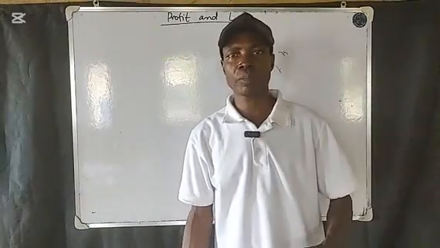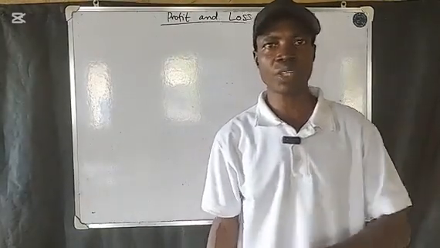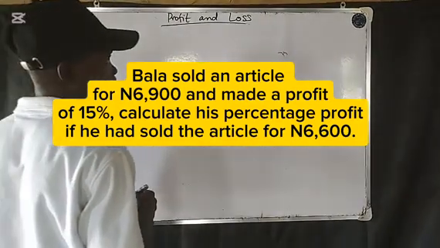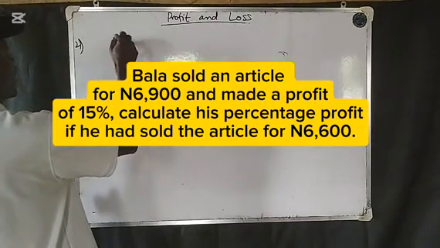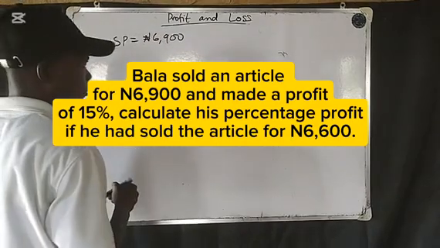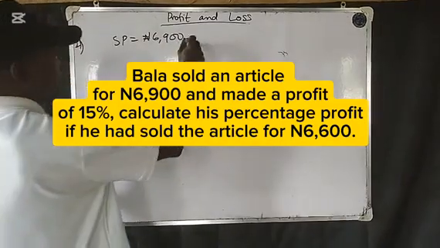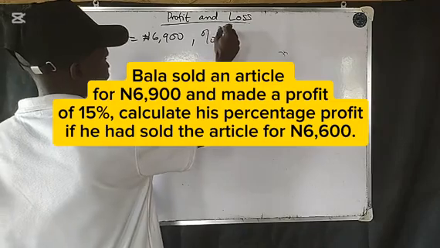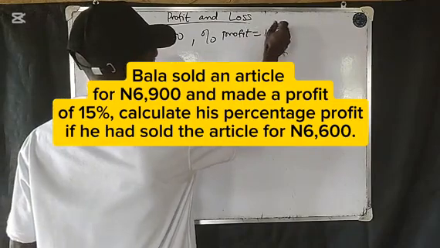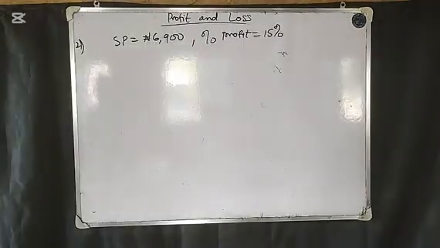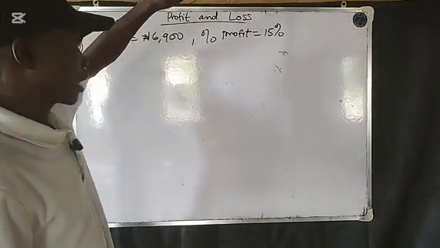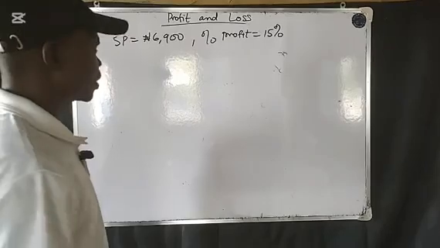Let's do one more question here before we call it quit on this video. I mean number 2 right now. Selling price 6,900. Percentage profit 15. So this guy sold something for 6,900, right? And he made a profit of 15%.